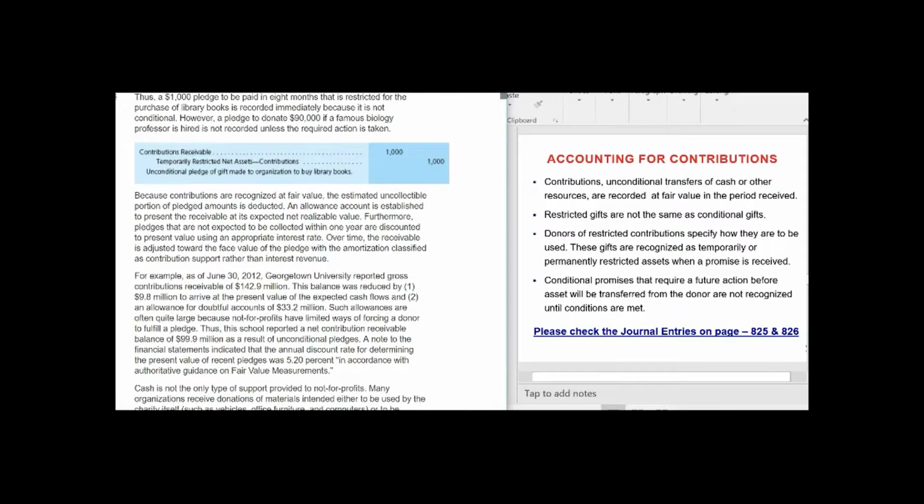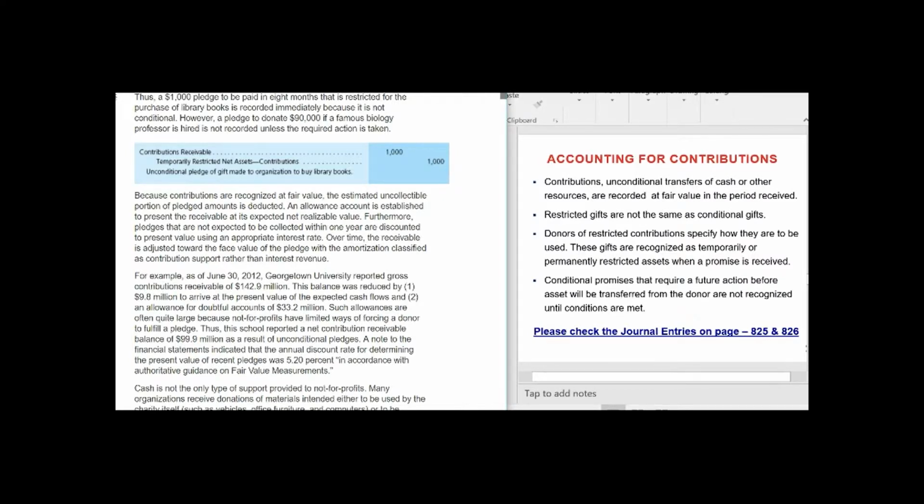Now let's take a look at accounting for contributions. Contributions are of course very significant and important because they provide a major source of support for many private not-for-profit institutions, and contributions could be an unrestricted transfer of cash, or any other resource. Donors can sometimes put restrictions on their contribution, and they can specify how the amount will be used. So there could be different categories.